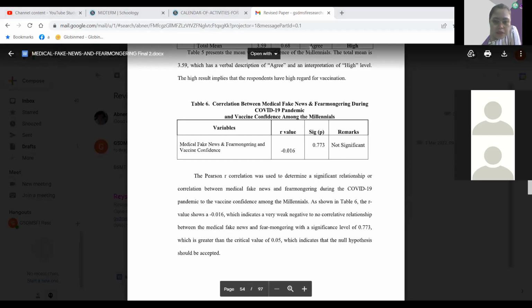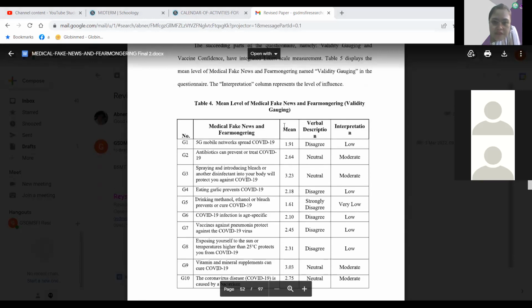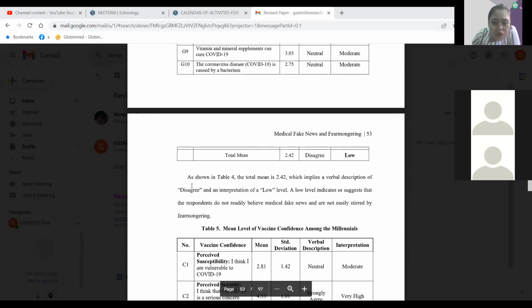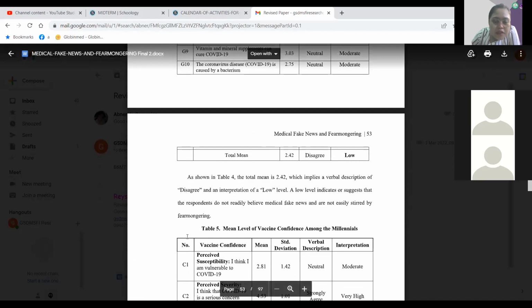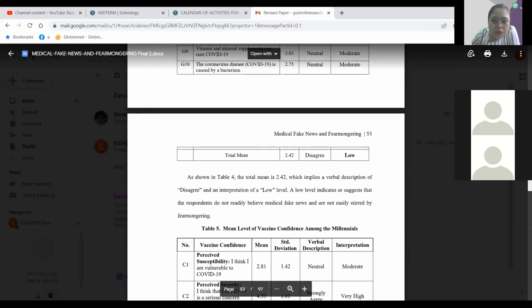Sa interpretation na part, sa mean mag-base. Yeah, sa mean. Like this one, ano ito? Mean level of medical fake news. So ito yung kanilang textual presentation. As shown in table 4, the total mean is 2.42, which implies a verbal description of disagree and an interpretation of a low level. A low level indicates or suggests that respondents do not readily believe medical fake news and are not easily steered by fear-mongering. I remember, the discussion, the interpretations, and all the other things are to be included in the discussion part.